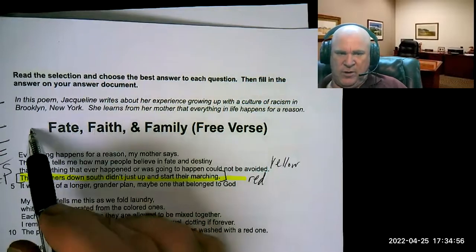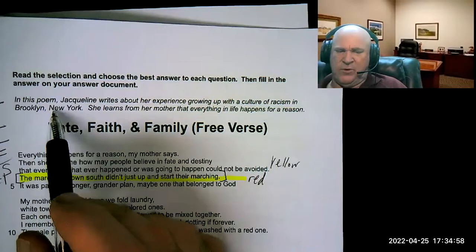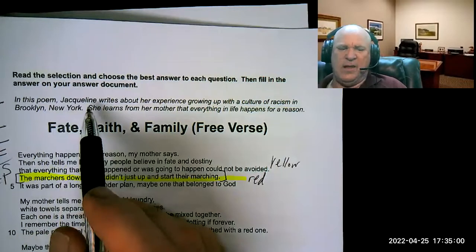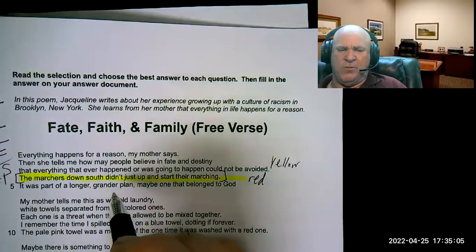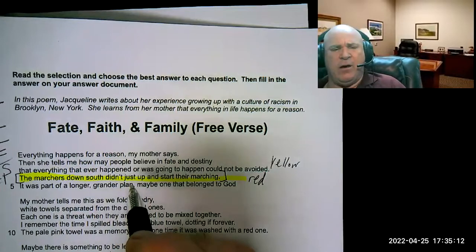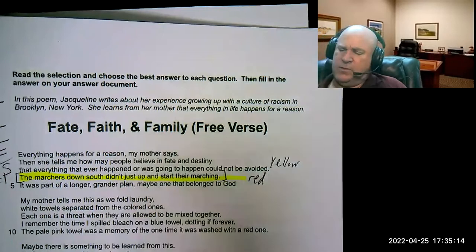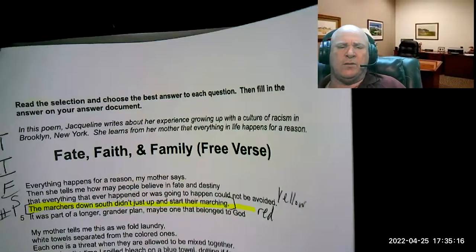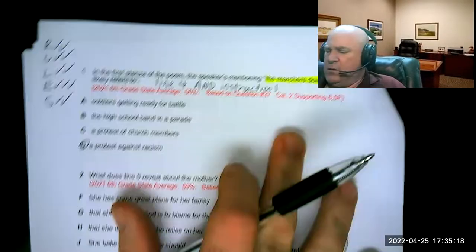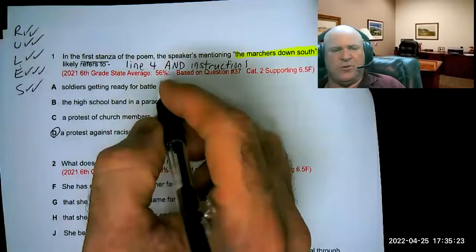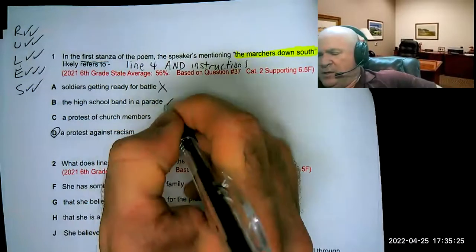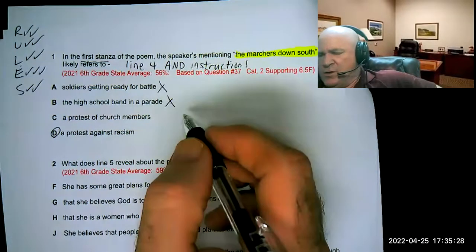She learns from her mother that everything happens for a reason. Okay. Even the marchers down south didn't just start marching. It was part of a longer, bigger plan, one made from God. So I don't see anything about a band based on that. I didn't see anything about the Army, the Navy, the Air Force, or the Marines. So it's either a protest of church members or a protest against racism.